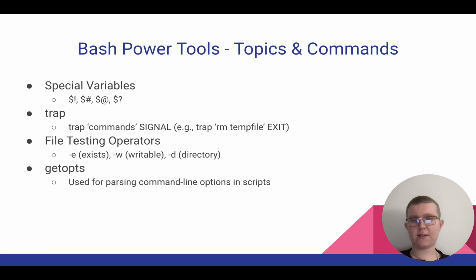So the next one is called file testing operators. We have three different ones. We have -e, which means exists, -w means a file is writable, and -d is for a directory. The next one is called getopts, and this is just used for parsing command line options in scripts, and you use arguments with these. You're going to see how these are used in the demonstration.